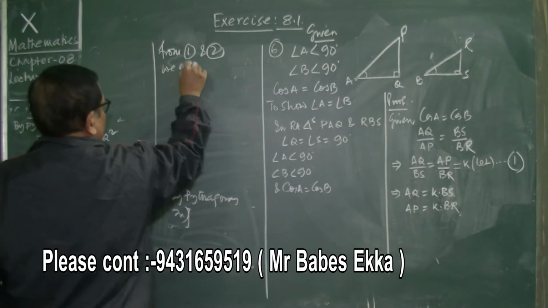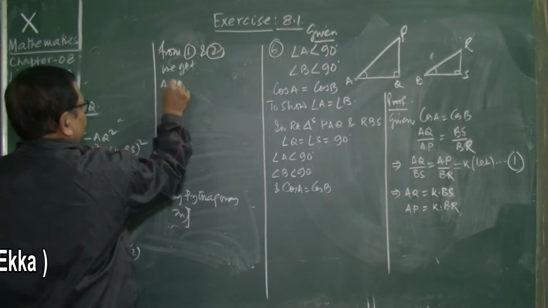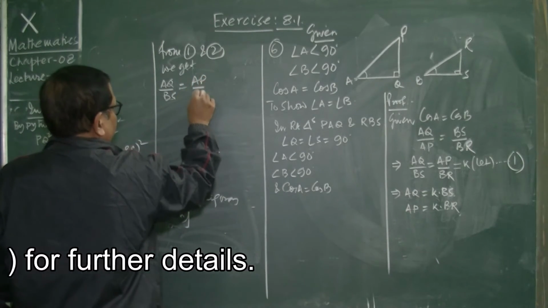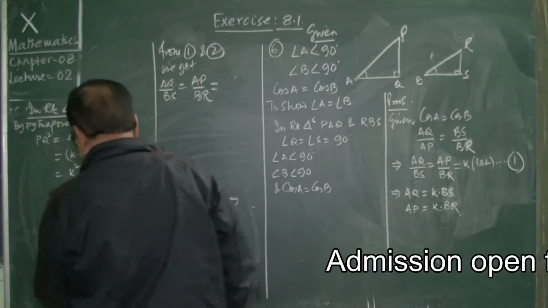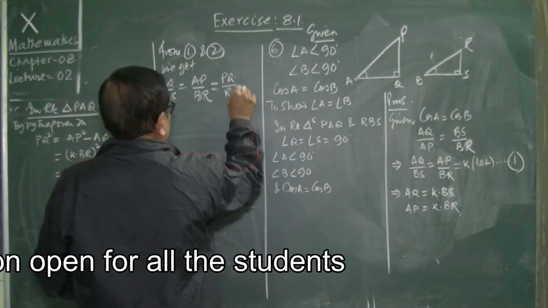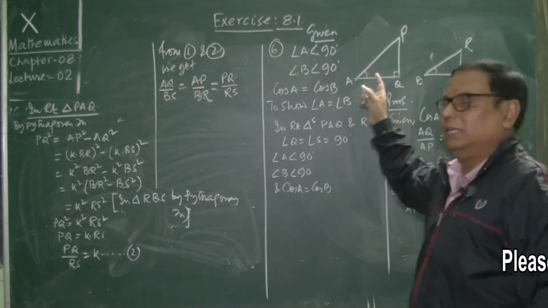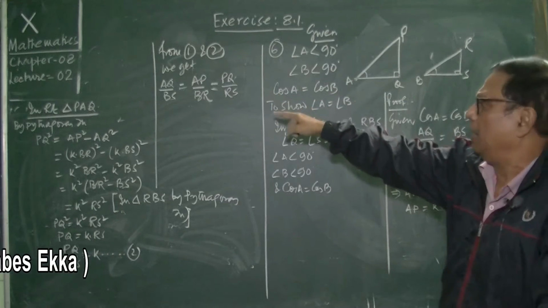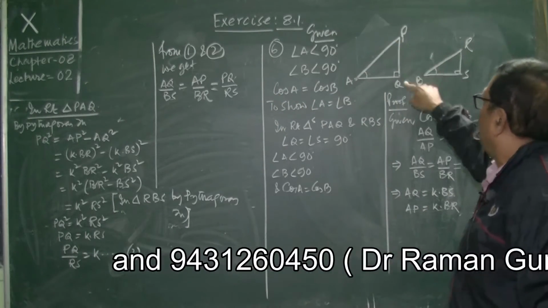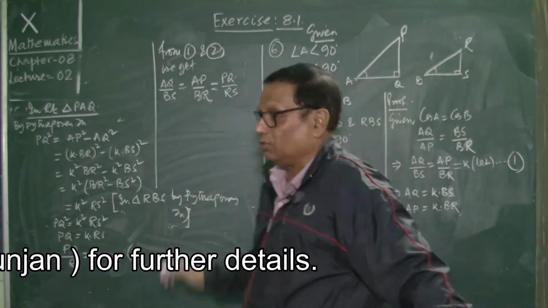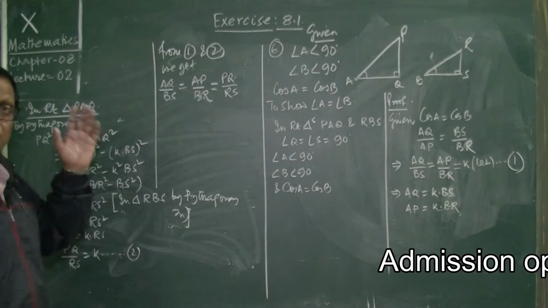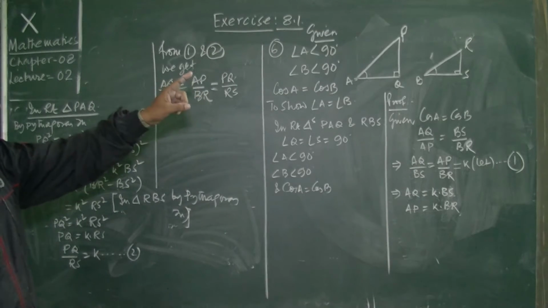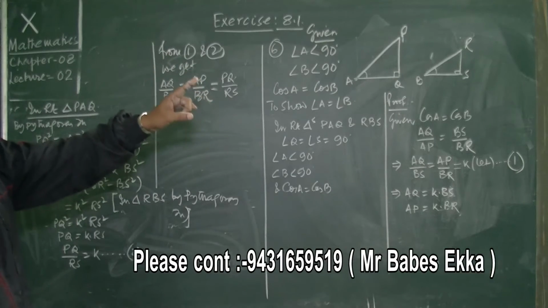we get, from 1, AQ by BS is equal to AP by BR is equal to, from 2, PQ by RS. Dear students, now see in these two triangles PAQ and RBS, AQ by BS is equal to AP by BR, AP by BR is equal to PQ by RS. So the ratio of three sides of triangle PAQ are respectively proportional to the three sides of the triangle RBS.